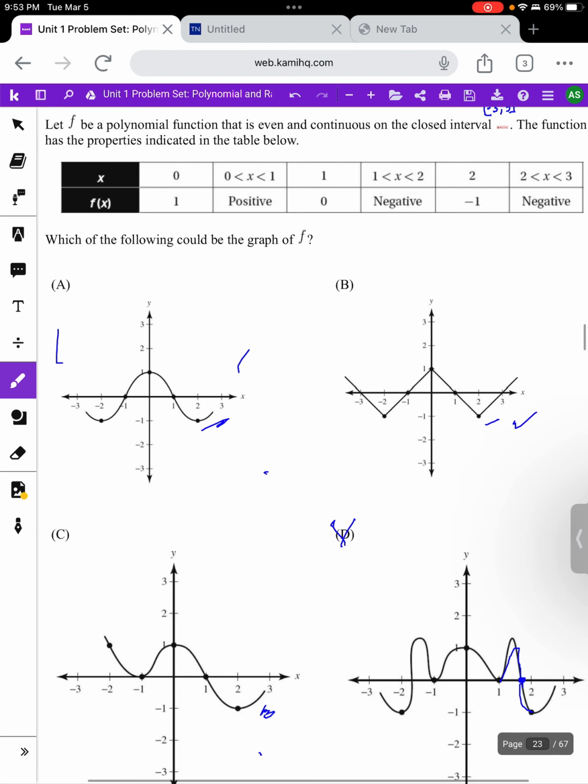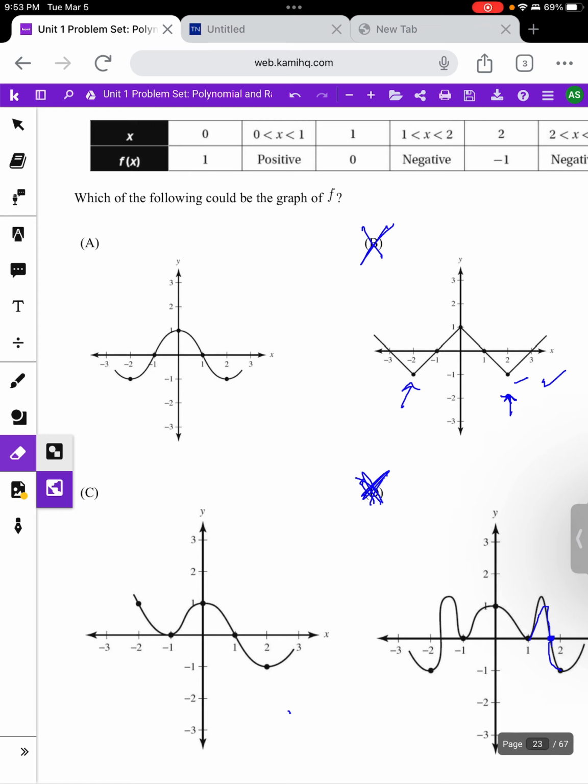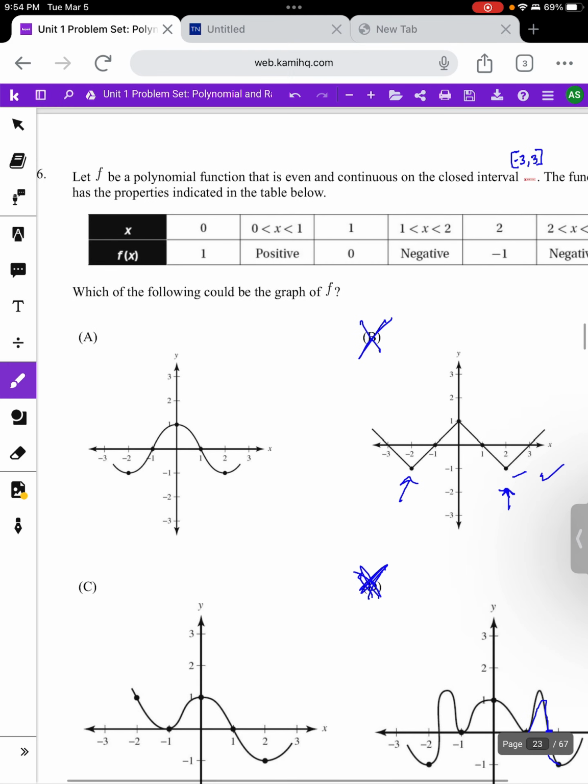Since it is a polynomial function, we know that it's going to be a nice smooth curve. B here has these V's. That indicates that there's some kind of absolute value or something happening. So it can't be B. So B is out and D is out. And that leaves us with A and C. I'm just going to erase these marks because I think they're distracting. Okay. So that leaves us with A and C. Further, since it's even, it has to be symmetrical. Okay, so if we see even, that means symmetrical.